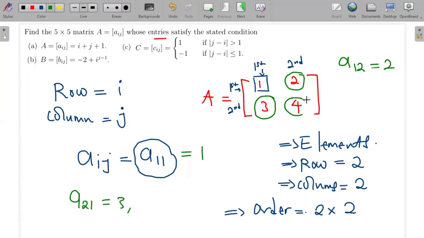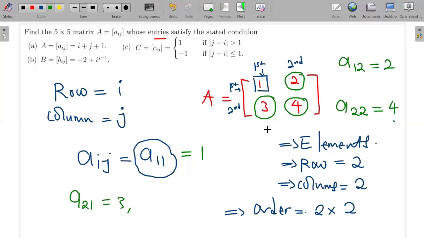Okay, what about this 4 here? This 4 will just be a. It's in the second row, and it's in the what? Second column. So it will be a22 is equal to what? To 4. So you've seen that each element is in a specified row and a specified what?